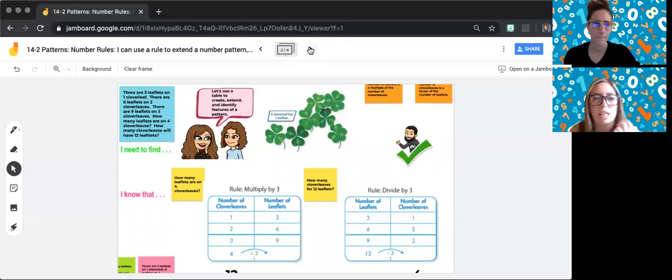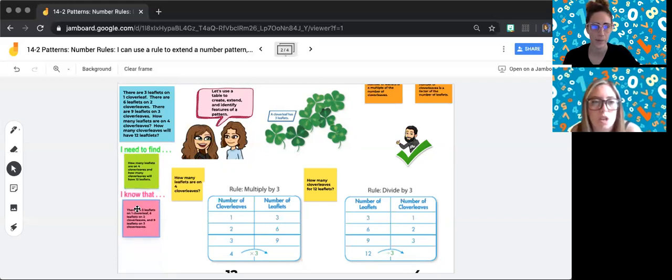Yes. Okay, so they're asking us for 2 things here. The first thing that I need to find is how many leaflets are on 4 clover leaves. And the second thing I need to find is how many clover leaves will have 12 leaflets. Perfect. What do we already know? So I know that there are 3 leaflets on 1 clover leaf, and there are 6 leaflets on 2 clover leaves, and 9 leaflets on 3 clover leaves. Let's use a table to create, extend, and identify features of this pattern.